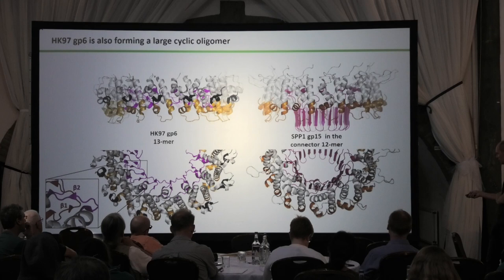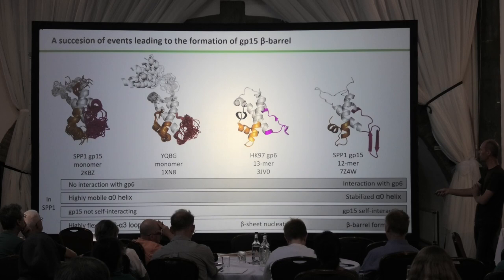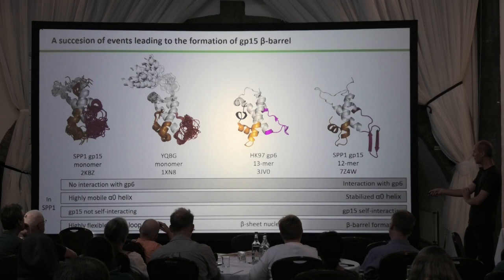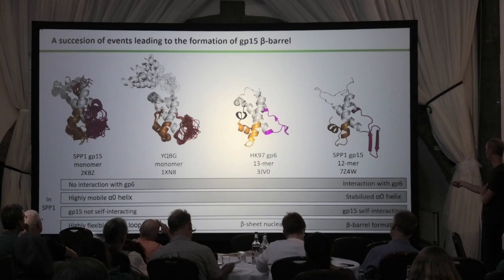So let's summarize what happens with the GP15. We have a lot of different events that do not necessarily occur sequentially, but each event will help the occurrence of the other event. So we have the interaction with GP6, the reduction of the mobility of the N-terminal helix, the self-interaction of GP15, and the refolding of this loop into the beta sheet and then the beta barrel.